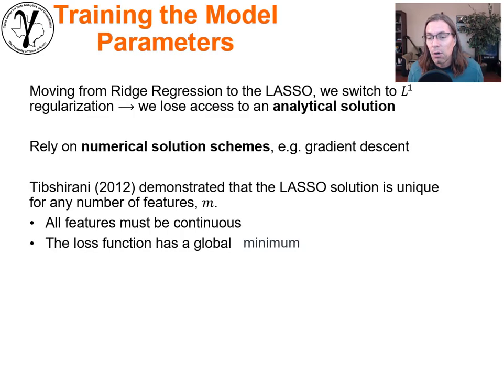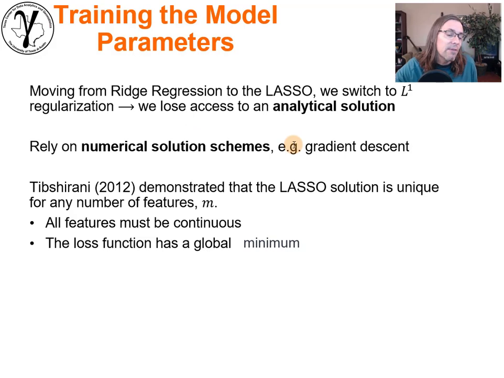All right, so let's talk about it. We're moving away from ridge regression to lasso. And the main difference between the two methodologies is that in the loss function, we switched the regularization term from an L2, the sum of the squares of the coefficients or model parameters, to an L1, which is just the sum of the absolute values. Okay, so in doing that, for all generality, we've now lost access to a simple analytical solution. It's not all lost. We can still solve the problem. We're just going to have to rely on a numerical solution scheme.